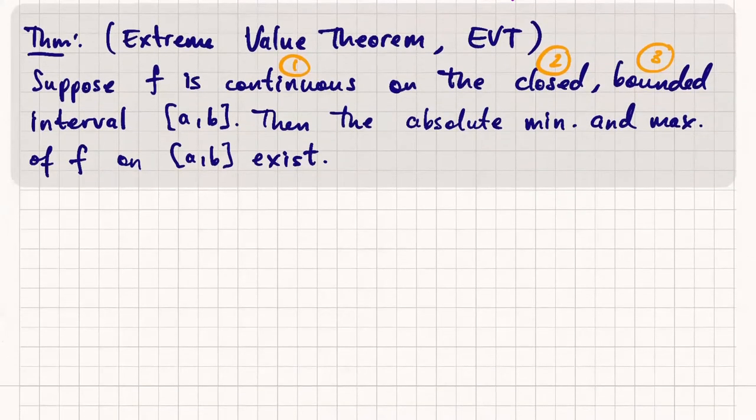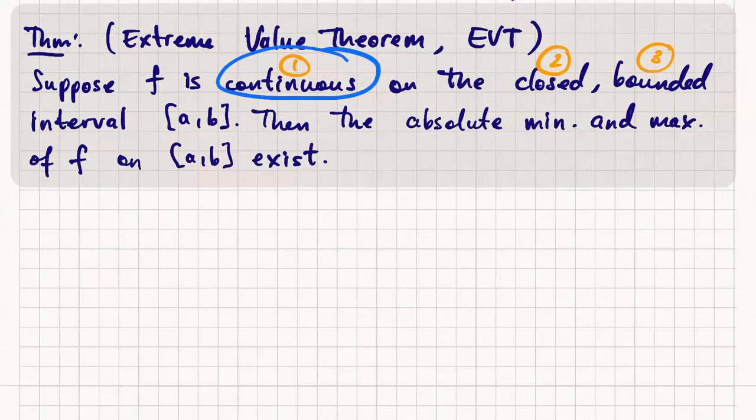So probably in the homework at some point, I'm going to ask you, what happens if you drop one of these assumptions? What if the function is not continuous? Or what if the domain is not closed? Or what if the domain is not bounded? Give me an example that shows that you are then not guaranteed the absolute minimum and maximum. Let's look at least at the first condition. What if we do not assume that the function is continuous, right?